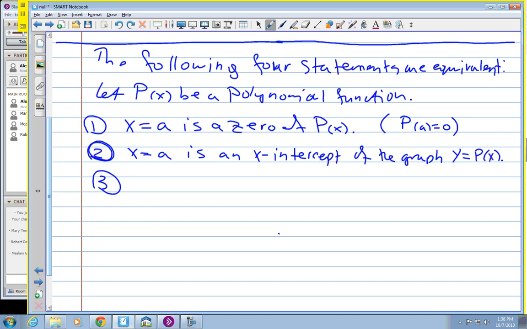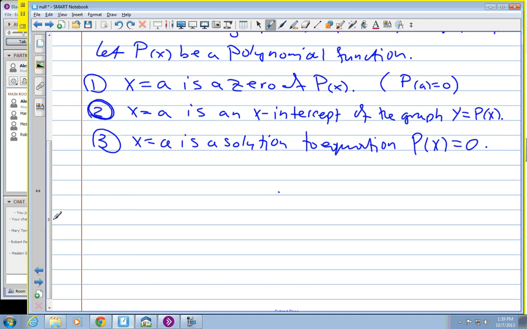Third statement is still based on the fact that a is a 0 of a polynomial, so x equals a is a solution to the equation p of x equals 0. What do you think of that statement? Right? I mean, when I'm trying to solve an equation, p of x equals 0, I'm looking for values of x that will make everything equal 0. Well, that's precisely what a does. A turns my function into 0.